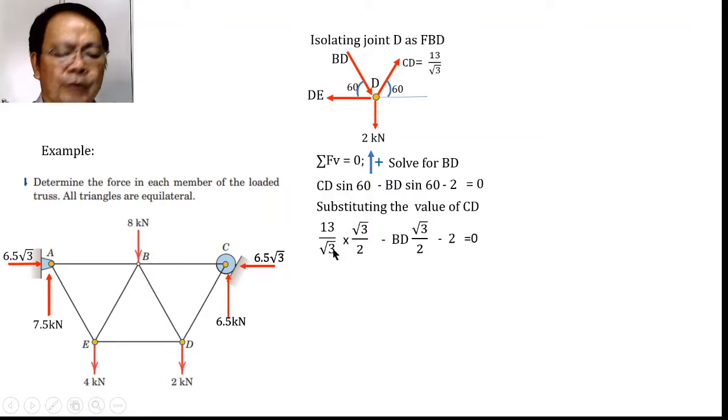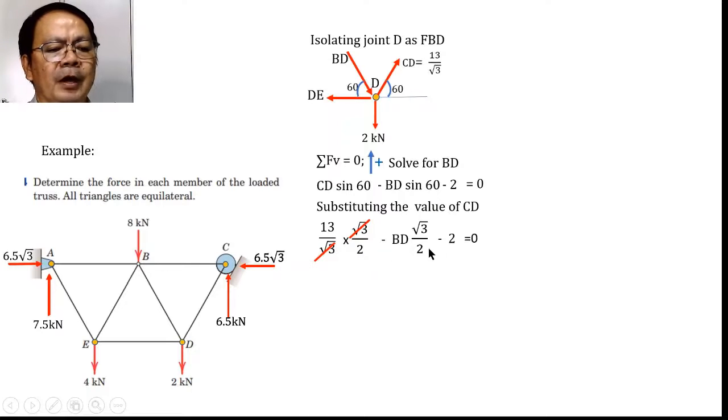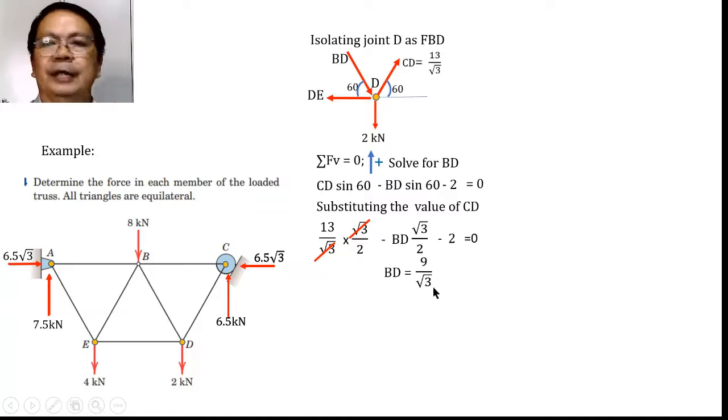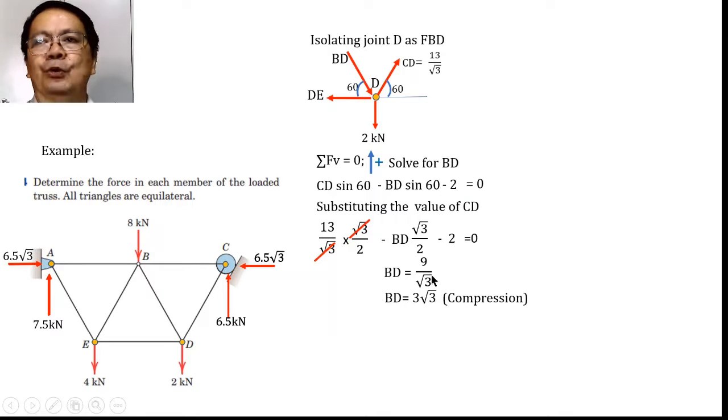Sabi ko nga, itong dalawa na ito will cancel each other. So, matitira dito, 13 divided by 2 is 6.5 minus 2 is 4.5. Pag i-transpose ko ito, that becomes BD square root of 3 over 2. And then, pag sinimplify ko yan, lalabas yung BD is 9 over the square root of 3, and the direction is towards the joint, hence this is in compression. Di ba? Or 3 multiplied by the square root of 3 because I rationalize the square root of 3.